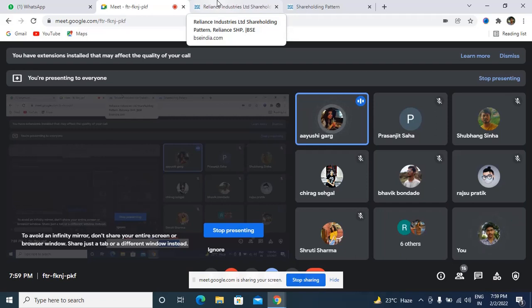Why are shares partly paid up? Fully paid up, I think all of us understand. During their IPO, it was fully subscribed and all those things, right?